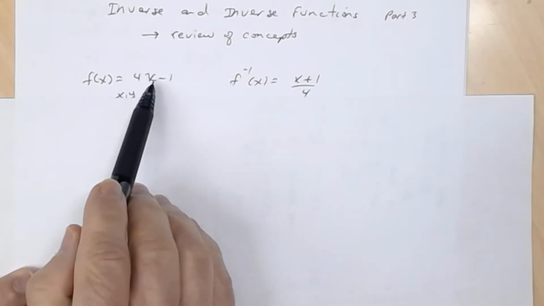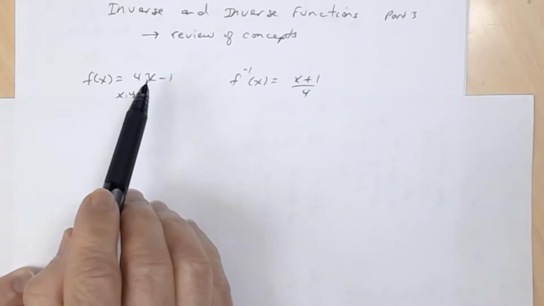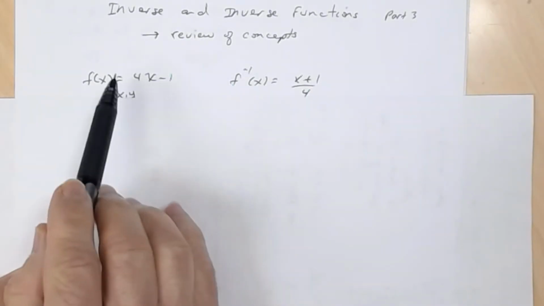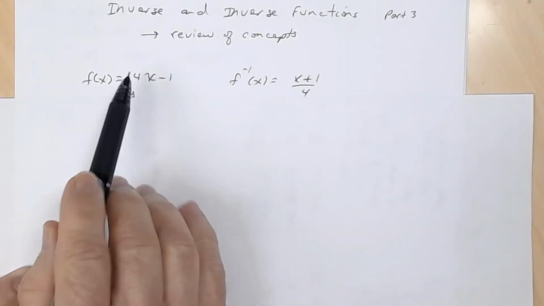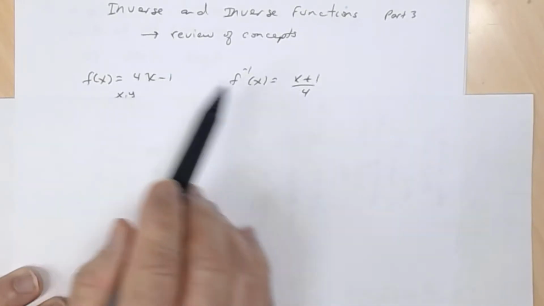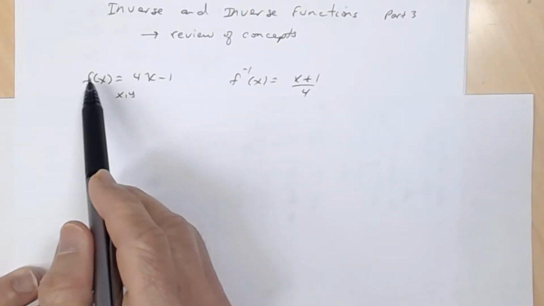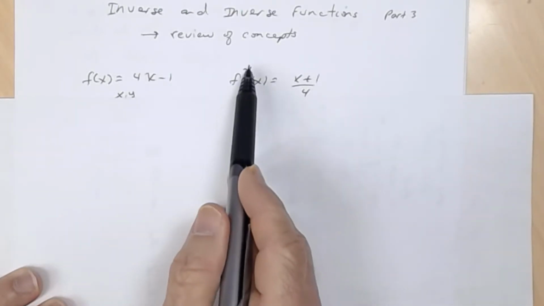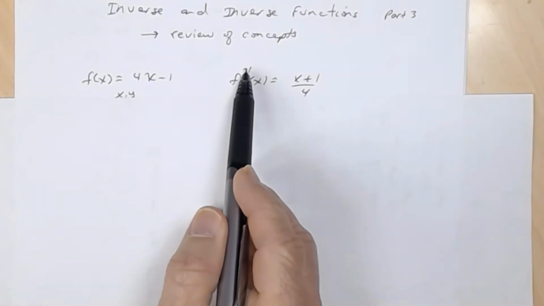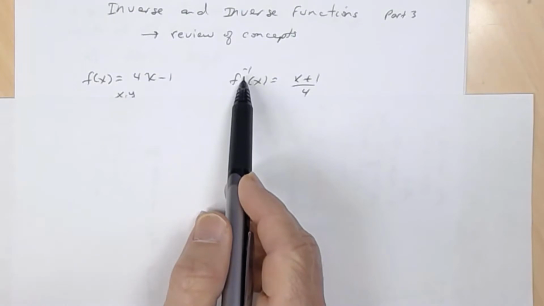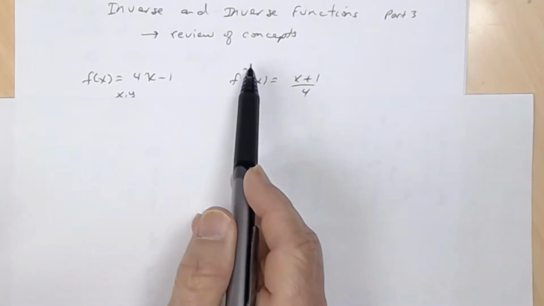So remember, here you're multiplying by 4 and then subtracting 1, so the inverse undoes what this does. So remember that subtracting 1, we add 1, and then multiplying by 4, the inverse will divide by 4. And remember the notation. So this is f of x, then we'll call this f inverse of x. So remember that exponent, don't think of this as a true exponent. This means f inverse. It does not mean f to the negative 1 power.